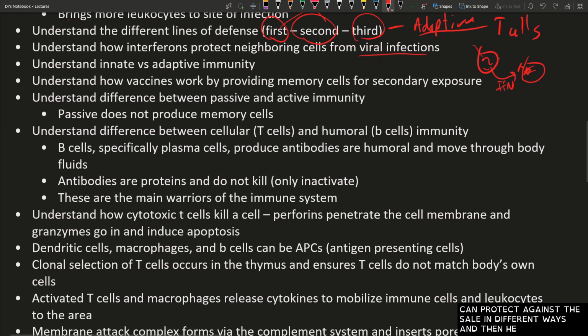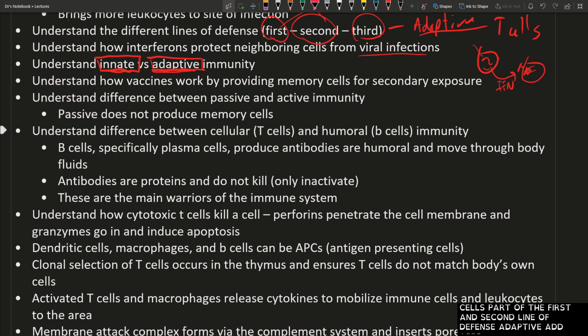And then here, like I mentioned before, understand the difference between innate versus adaptive. Innate does not involve B and T cells as part of the first and second line of defense. Adaptive adapts, and you can typically form a memory response from that adaptive, so it's more specific. And then with vaccines, understand how vaccines work. Vaccines work by priming the immune system, and that way if you get a secondary exposure, you have those memory cells of the adaptive system there waiting to work.